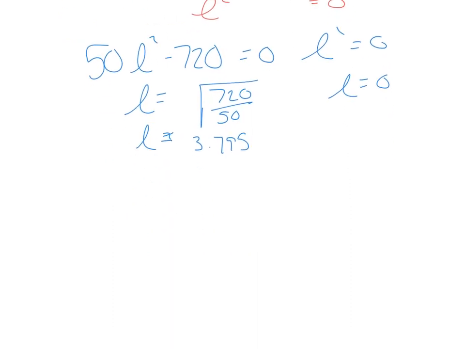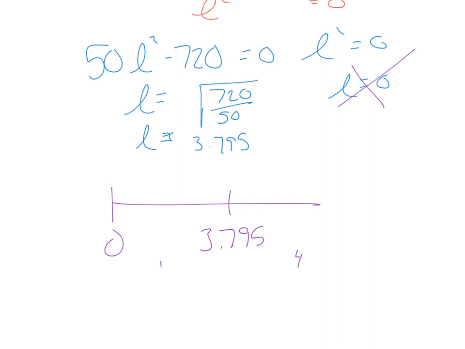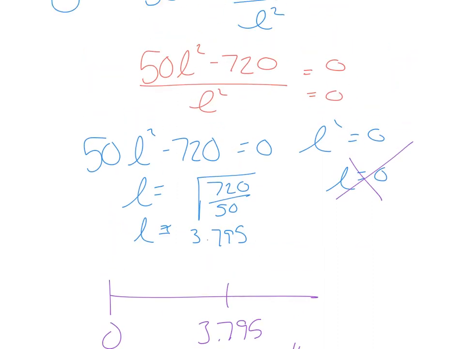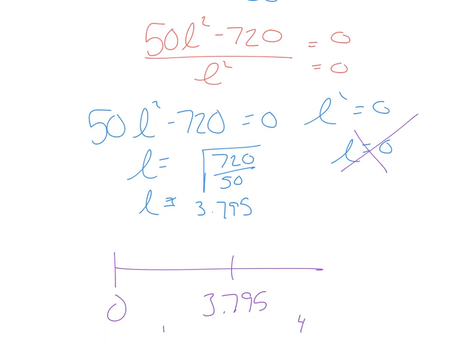So now that I have L, I just need to prove that it's a max or a min. Obviously, I don't want negative, so I don't need to worry about comparing 0. So I have 3.795. I'm going to test 1 and I'm going to test 4, and I'm just plugging them back into my derivative. So if I test 1, that's 50 minus 720 is negative over a positive. That's clearly a negative. If I test 4, 4 squared is 16 times 50, which is greater than 720 over a positive. So I know I created a min when x equals 3.795.